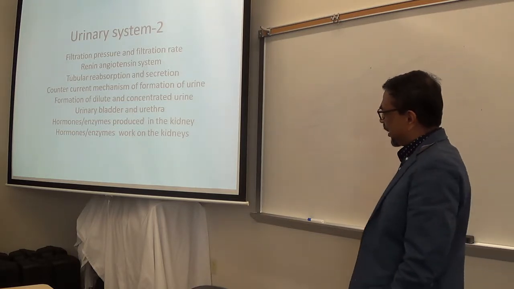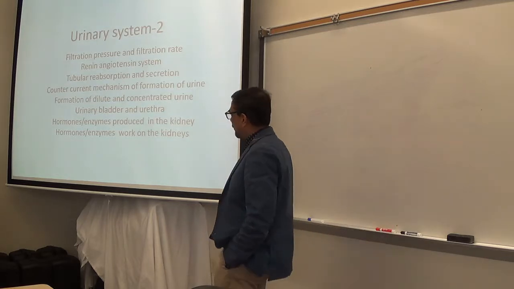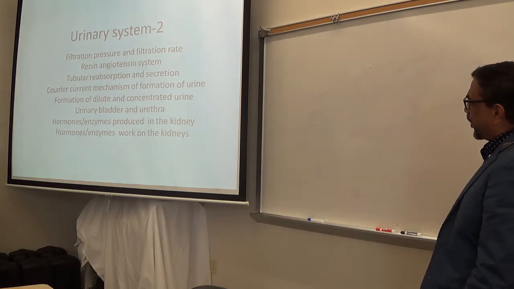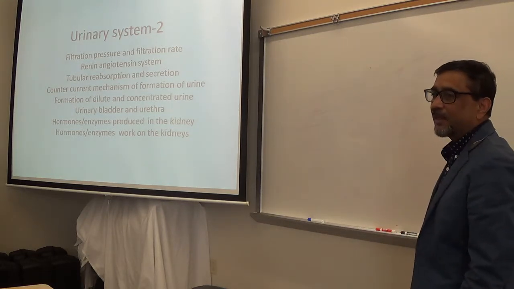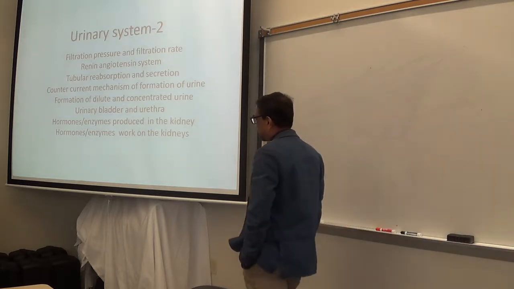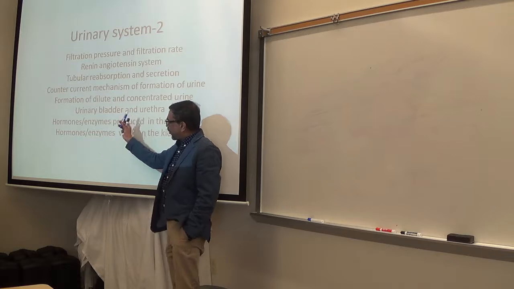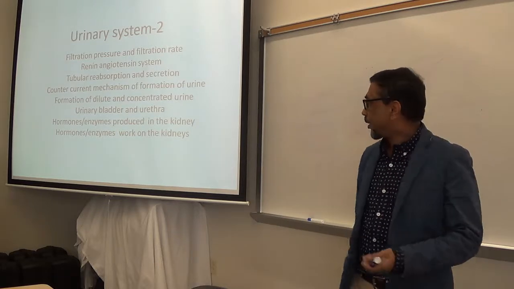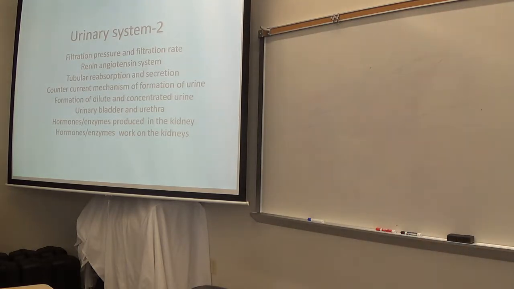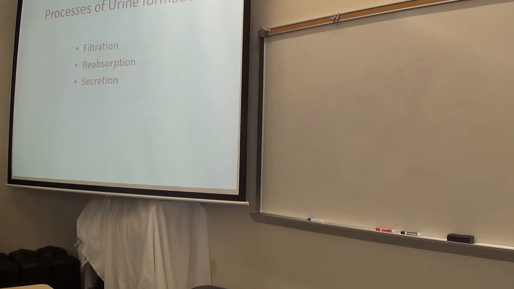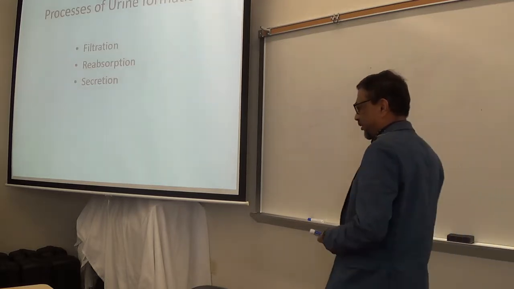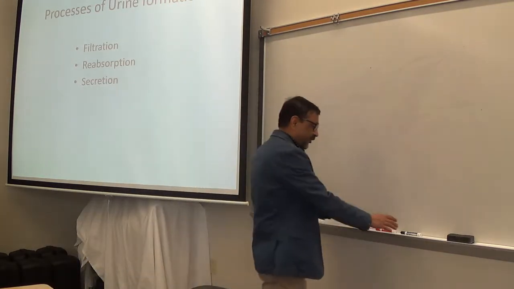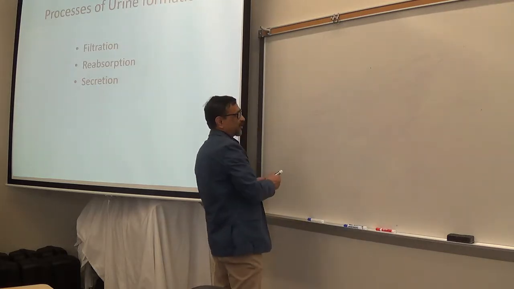You remember in last class I mentioned that a couple of hormones work on the nephron. And those hormones are important to produce dilute and concentrated urine. Then we talk about the urinary bladder and urethra. And the hormones work on the kidneys. So, three processes of urine formation: filtration, reabsorption, secretion. I explained these three processes in last class, but just quickly reviewing it.